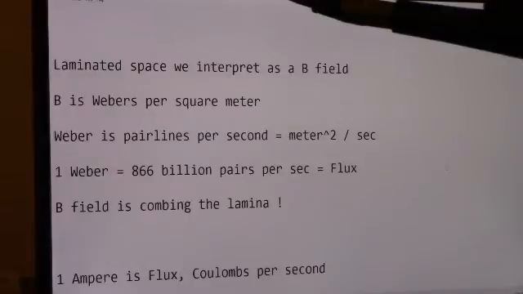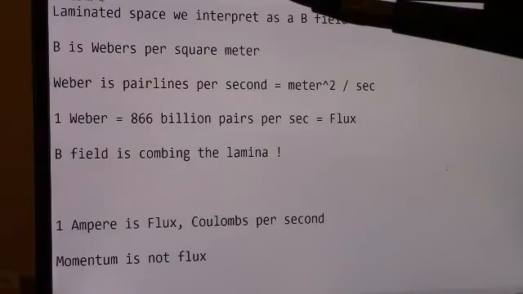Now, laminated space is really a B field, a magnetic field, Webers per square meter. A Weber is paralines per second, square meters per second. And I've calculated that 1 Weber is equal to 860 billion pairs per second of flux. And that is like a B field, Teslas, which is Webers per square meter.